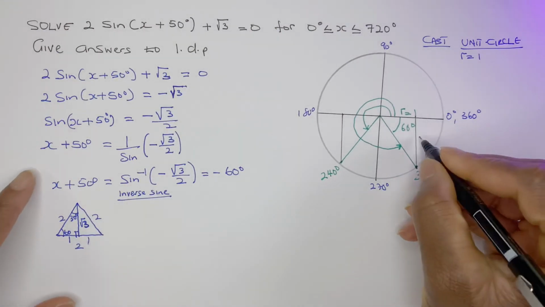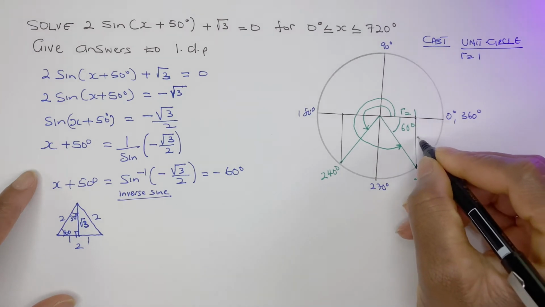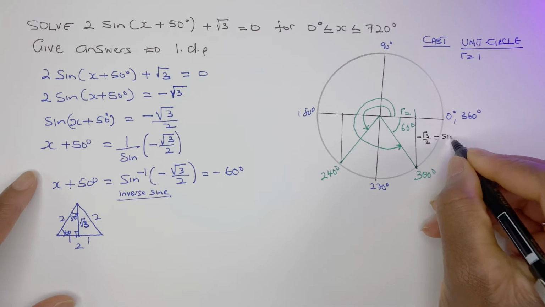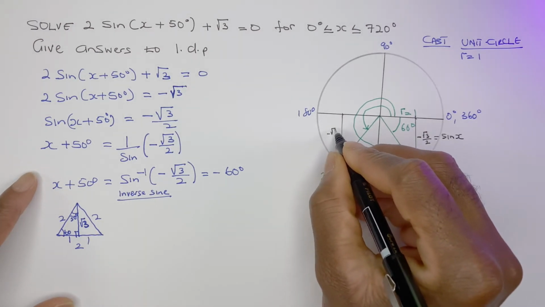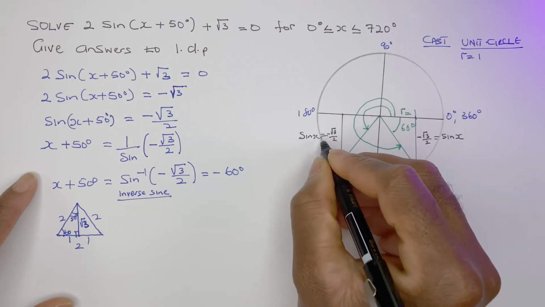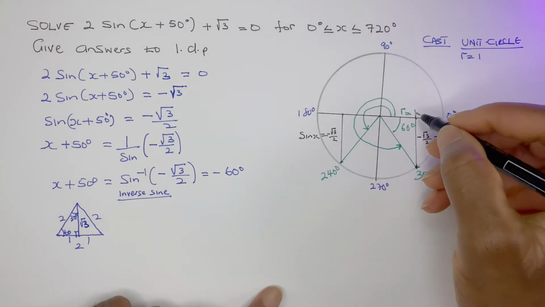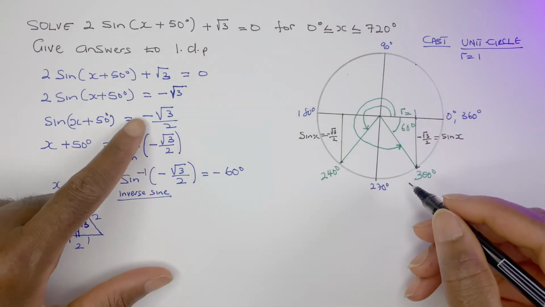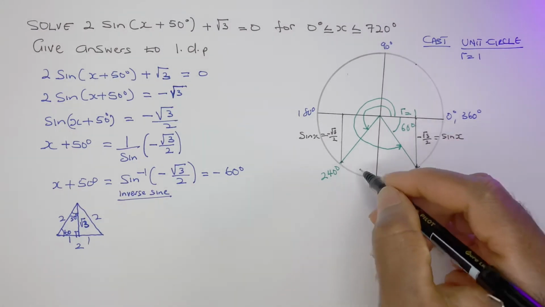For sine, here sine is negative. So this length from there to there is minus root 3 over 2, because that equals the sine of a value. This one too is minus root 3 over 2, and that equals the sine of a value. So that's why we've chosen these 2 points here. Otherwise, those are positive y. We don't have positive, we got minus root 3 over 2. So we have to check, these are the 2 values we're looking for.